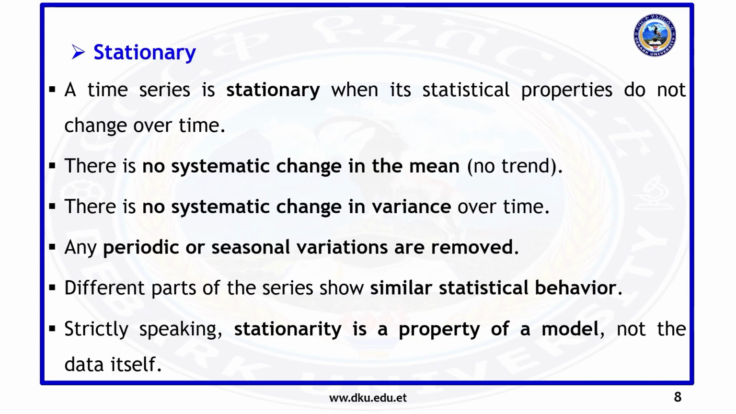Now, let us look at the concept of a stationary time series. A time series is considered stationary when its statistical properties like mean and variance do not change over time. This means there is no systematic change in the mean, so the series does not show a trend.